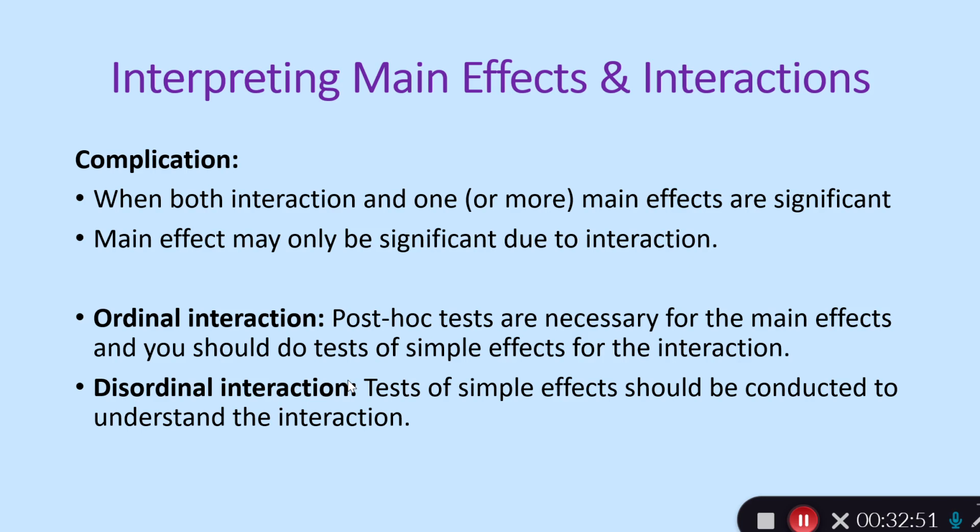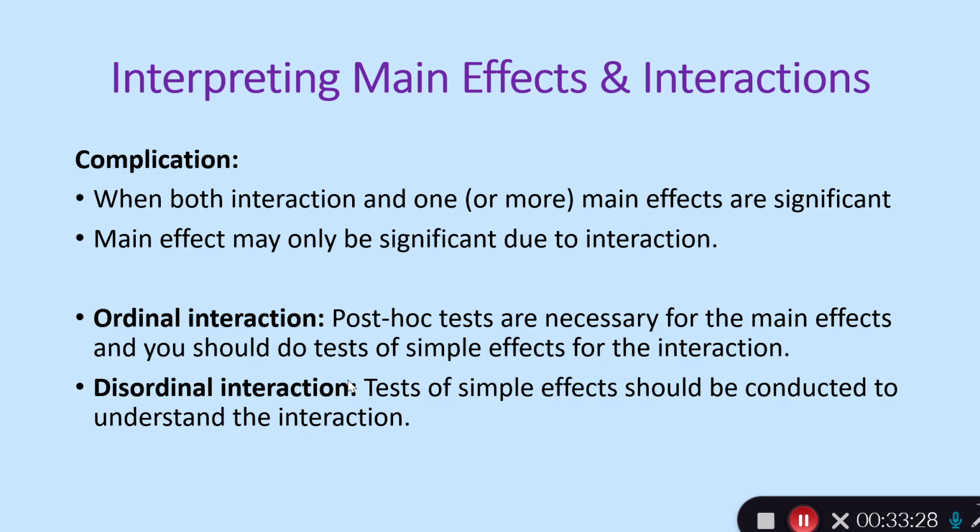Interpreting main effects and interactions, the complication comes in, as we just saw on that slide, with the three types of interaction. The complication comes in when both the interaction and one or more of the main effects are significant, because the main effect may only be significant due to the interaction. So it's reaching some level of significance due to the interaction, but it's not a general trend. The trend the main effect is showing isn't consistent, it isn't general, because it changes when you throw the other independent variable into the mix.